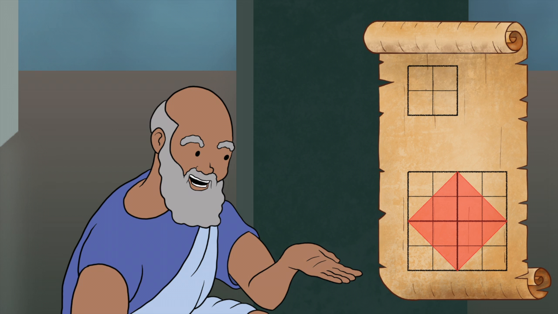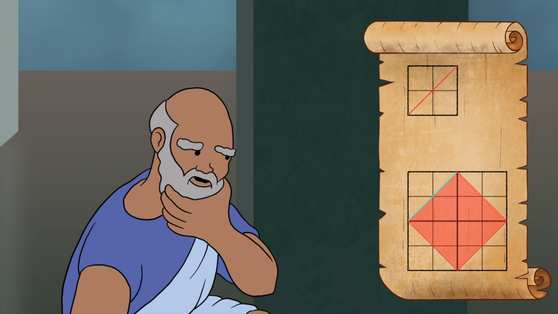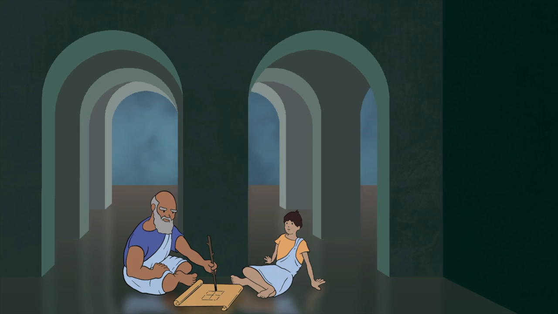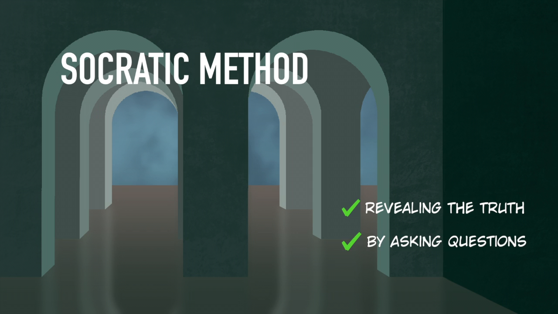"Well, what is it?" "I see that the square with double the area of our original square will have sides the same length as the diagonal of our original square." "And are you sure that this is the correct answer?" "Yes, Socrates, I see that it must be." And that is an example of the Socratic Method, a method for revealing the truth by asking questions.